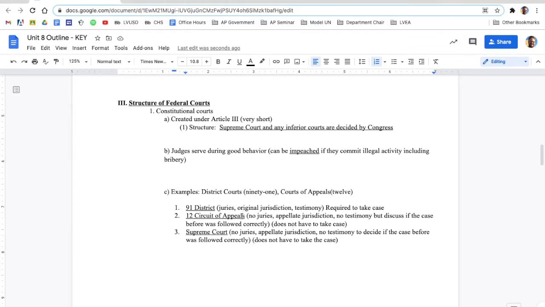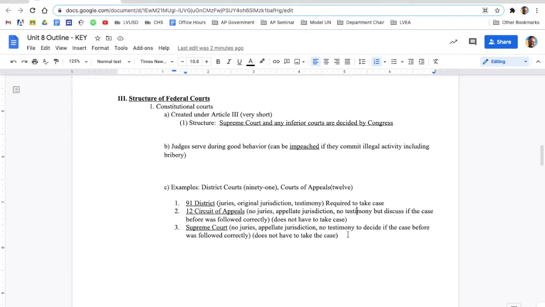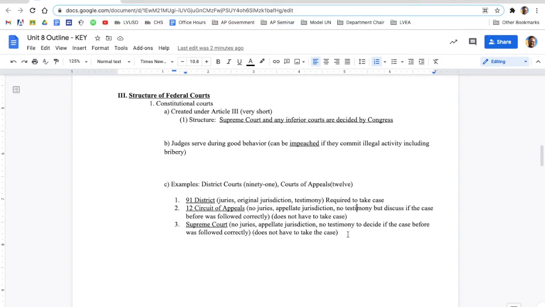Let's say they do hear a case and they render a decision and you don't like what the appeals court says, you can appeal again to the Supreme Court. No juries, again, appellate jurisdiction, no testimony. They're going to see, did they follow it correctly in the 12 circuit courts of appeals? And again, just like the appeals court, the Supreme Court does not have to take the case. In fact, the Supreme Court really only takes about 1% of all cases that are requested of them.